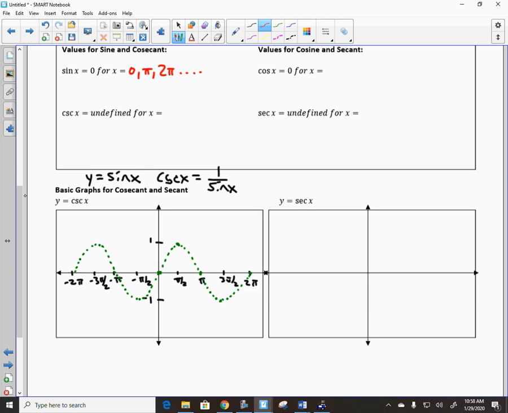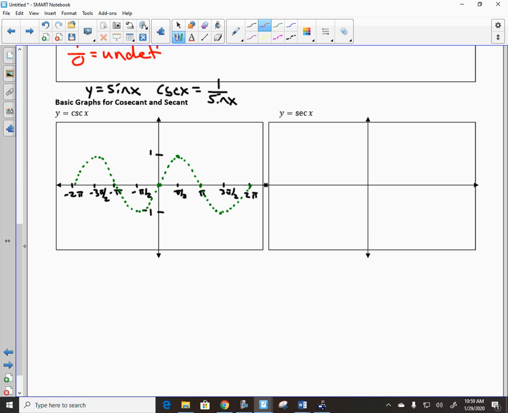Well, 0 over 1 is 0. What is the reciprocal of 0? Yeah, 1 over 0 is undefined. So therefore, the cosecant graph is undefined for values of 0, pi, and 2 pi, and so on and so forth. So the first thing I know about the graph of cosecant is that wherever sine crosses over the x-axis, at that spot, I'm going to have vertical asymptotes.